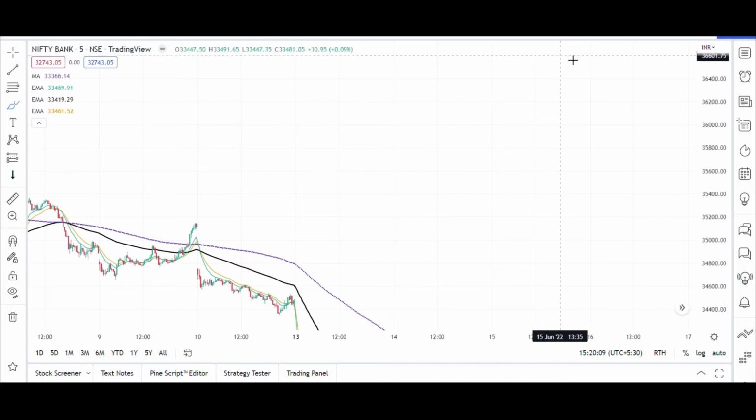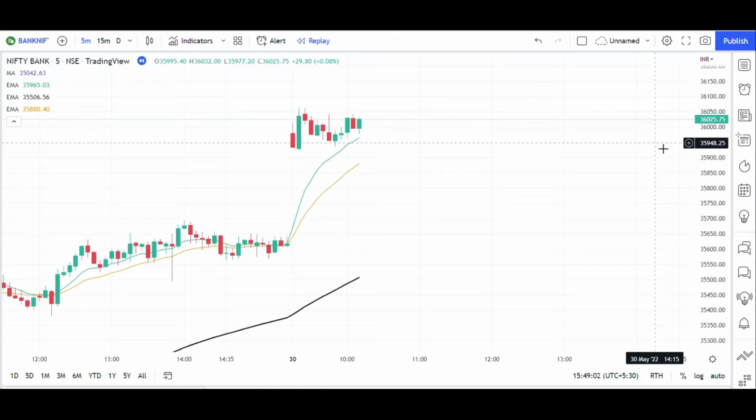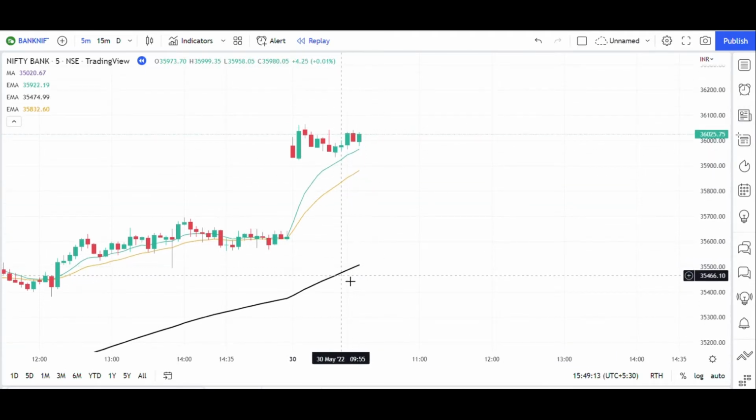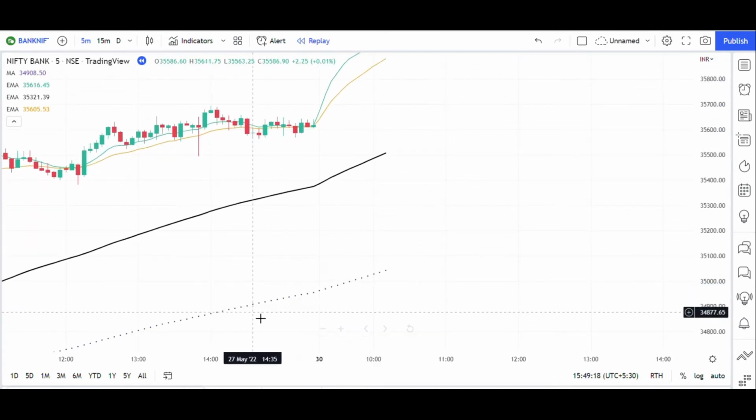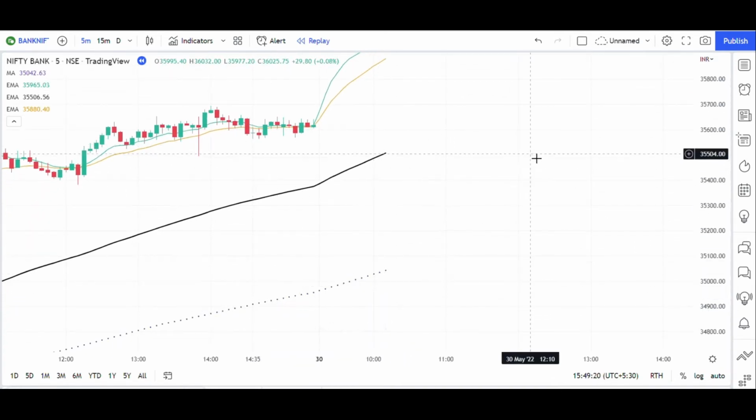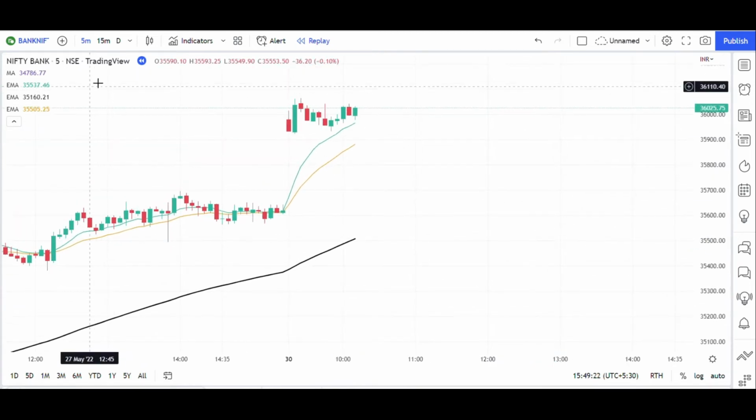Hope this is clear to everyone. So now let me give you one example. Here we can see this green line is your 10 exponential moving average. Orange is our 20, this black line is our 100 exponential moving average, and this dotted purple line is our 200 moving average, and our time frame is 5 minutes.